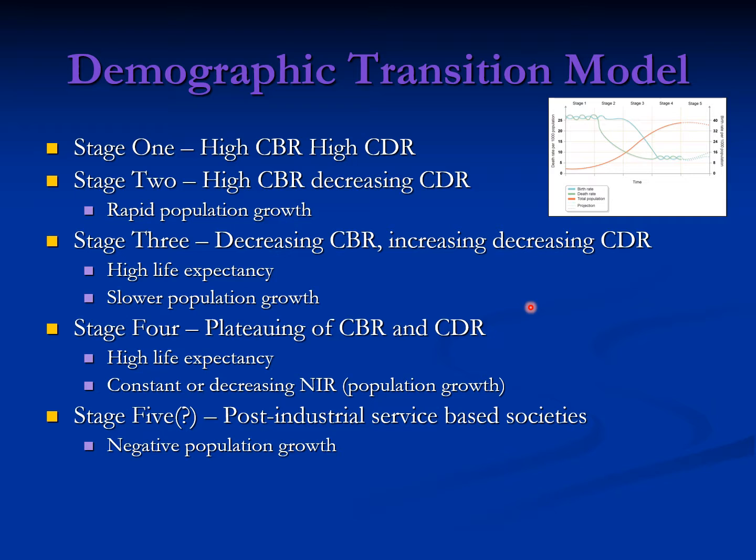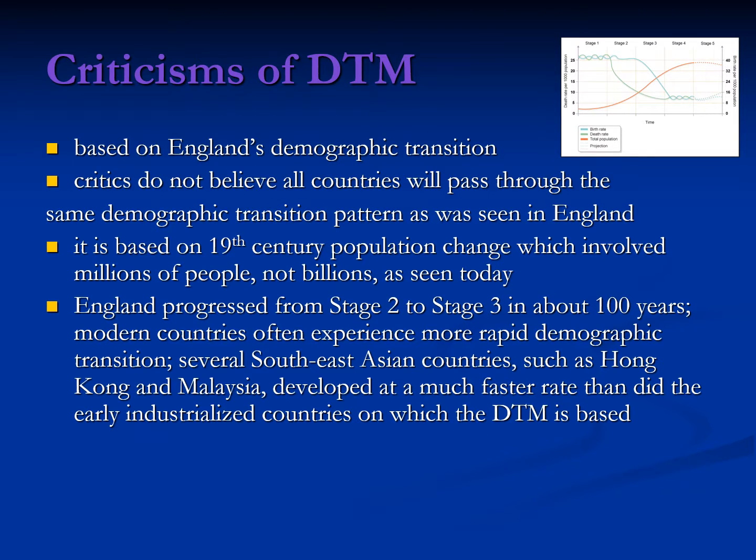In stage 4, we have a plateauing of both, in which we have high life expectancy and constant or decreasing NIR, which is population growth. We do like to think that there are stage 5 societies now, such as Germany, post-industrial service-based economies. Negative population growth.